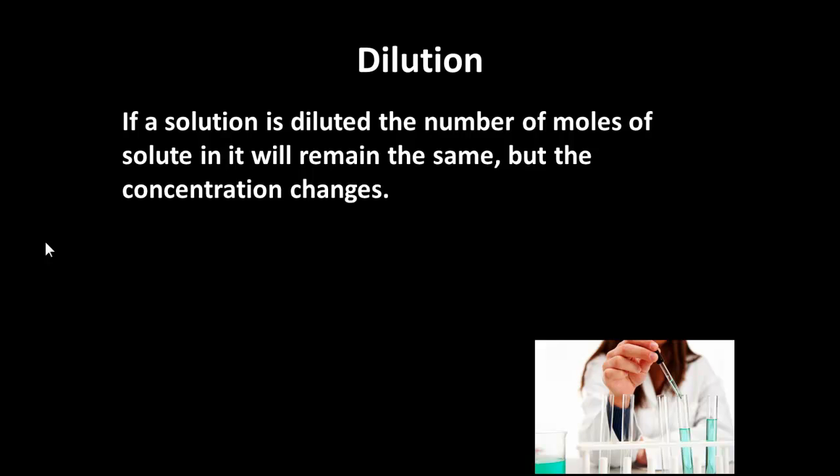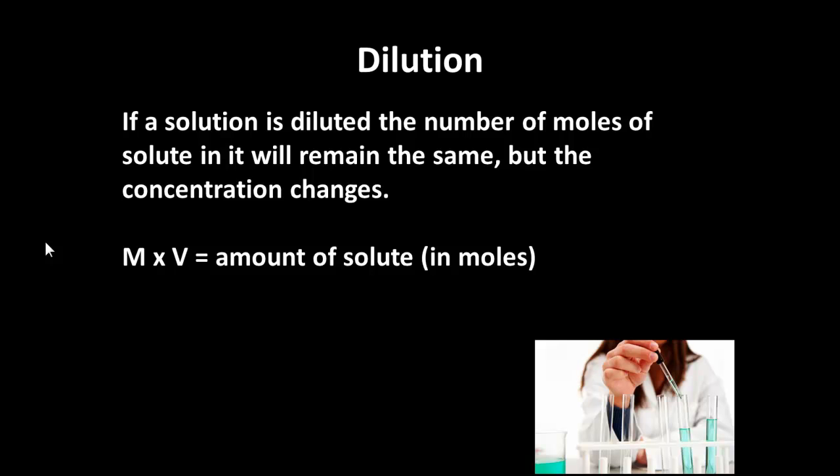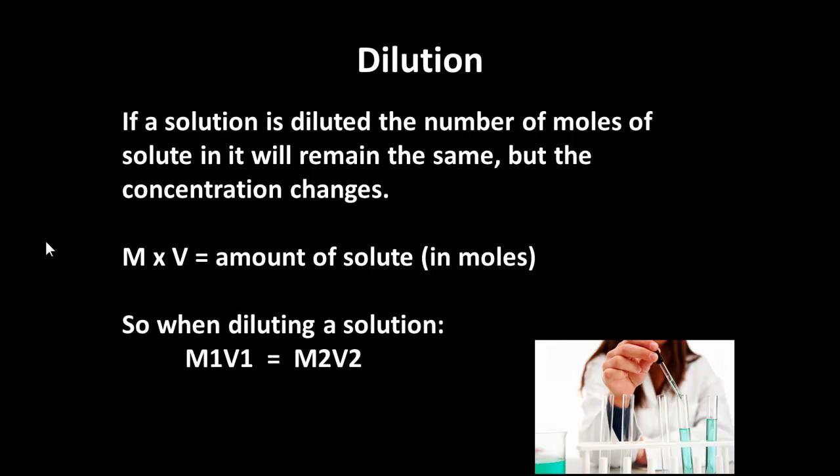Dilution. What do we mean by dilution? Well, if a solution is diluted, the number of moles of solute in it remains the same, right? It's just the volume it's dissolved in that changes, so the concentration will change. So the number of moles times the volume will be the same even after we've diluted it. So M1V1 is equal to M2V2, right? The moles times the volume.